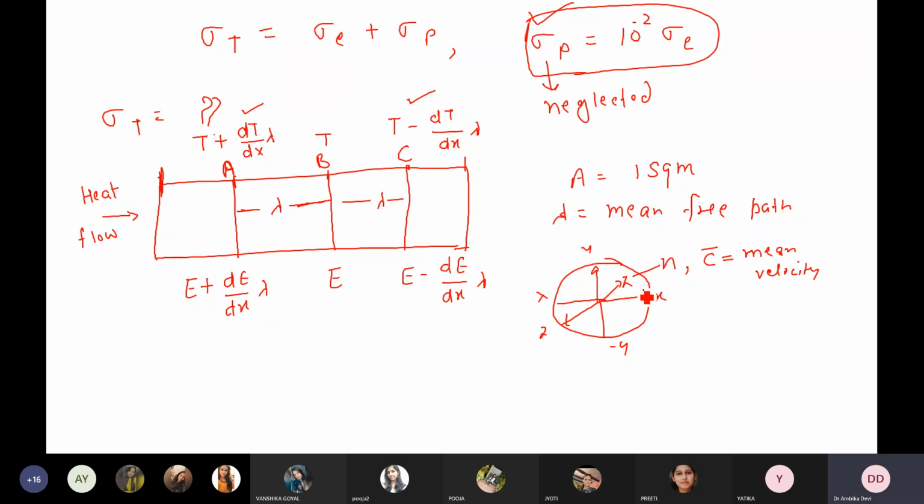I told you the total number of electrons is n, right? So the number of electrons in one single direction has to be less than n. How did it become 6n? And we are talking about the number of electrons per unit area per unit time. So c, c bar has to be considered.